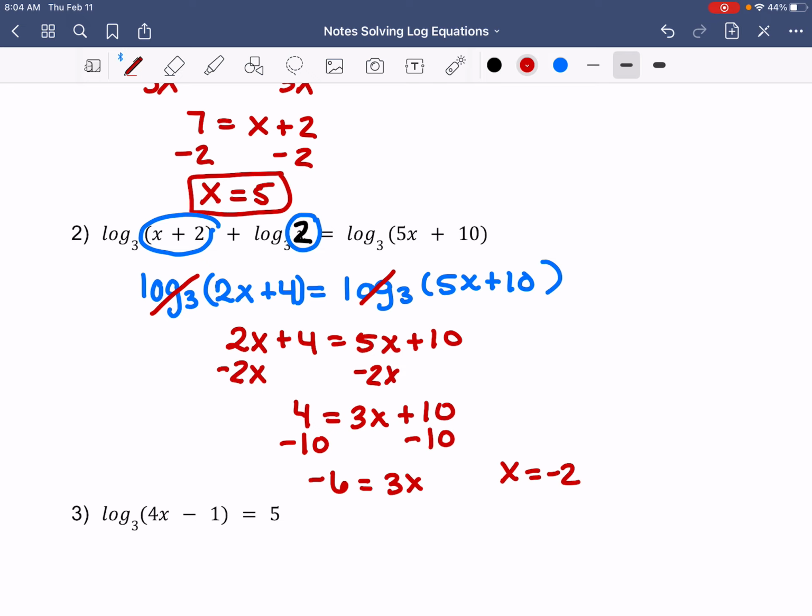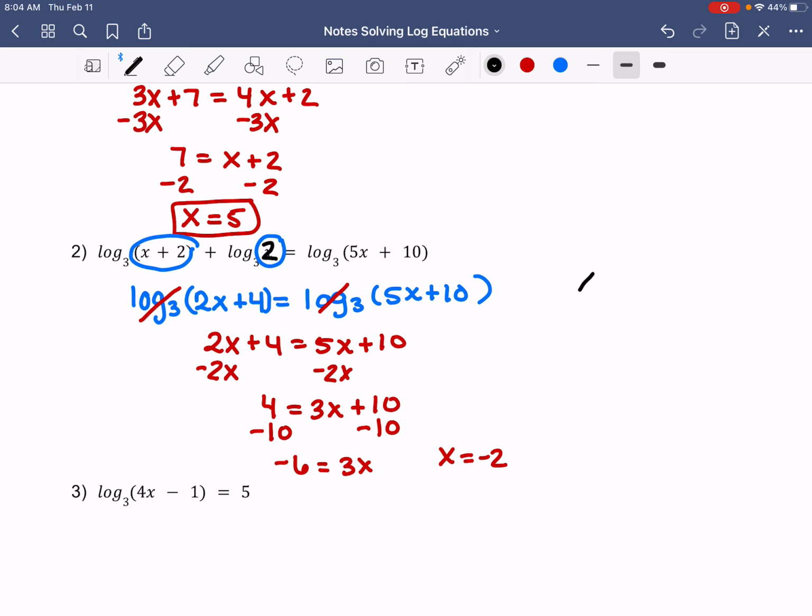Before I can say that this is my answer, though, I do have one little problem I have to double check. Something we need to put a little starred piece of information about is that if you have log base b of a, both b and a have to be greater than 0. So your base has to be a positive number and your a has to be a positive number. It has to be greater than 0.